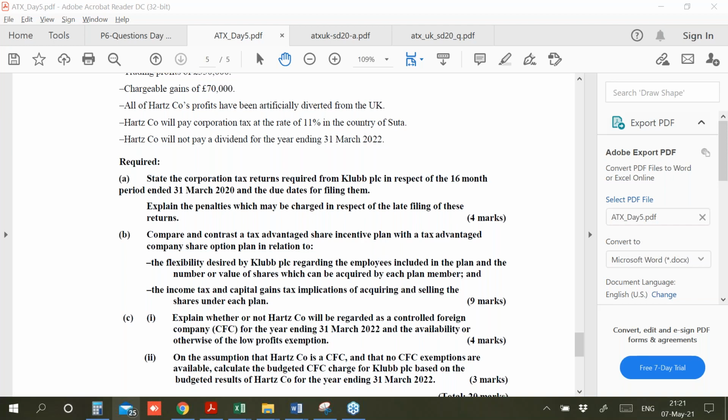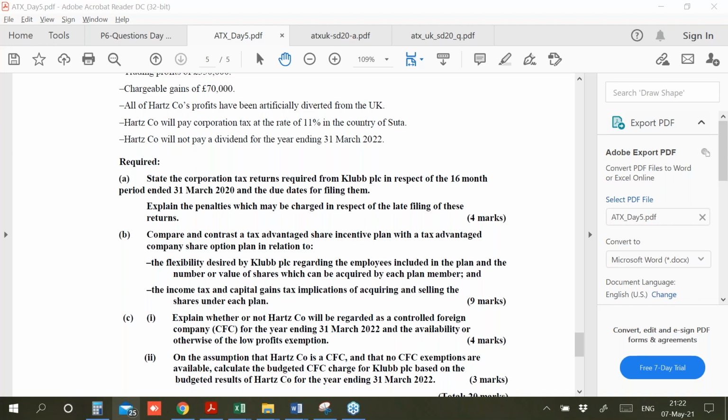The first criterion is obviously if the company is owned more than 25%, and the second criterion is if the profits are being artificially diverted from the UK to that company. If these two conditions get fulfilled, it can be regarded as a CFC. However, out of many exemptions with the help of which, despite the above two conditions, you can get away from the CFC charge, one exemption is the low profit exemption. We'll discuss in a bit what that exemption is, and then we'll compare it with the question's data to see whether the CFC charge will be applicable or not.